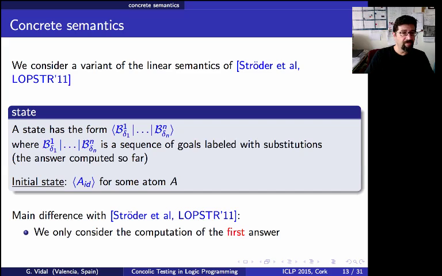Because if we consider the semantics in which all the answers are considered, we might get the impression that with this goal we are achieving a very good coverage, and that is not the case. So in order to have a fair notion of coverage, we decided to change the semantics to only compute the first answer. That's more or less the reason.